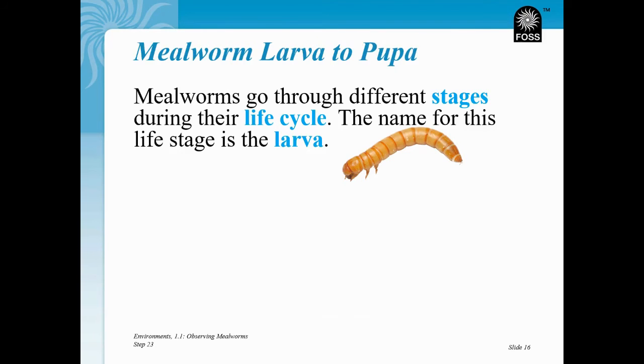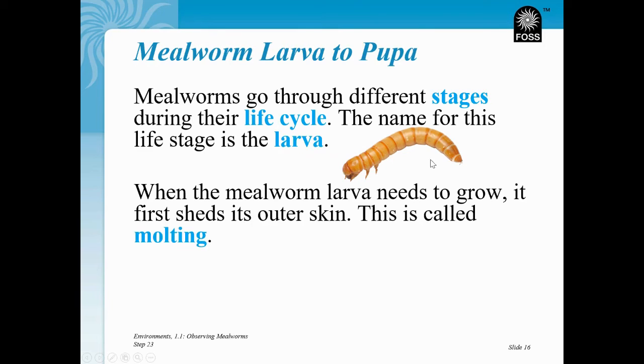Mealworms go through different stages during their life cycle. The name for this life stage is the larva. So see, this looks familiar. You do know what a larva is. It's what we've been observing so far. When the mealworm larva needs to grow, it first sheds its outer skin. This is called molting.